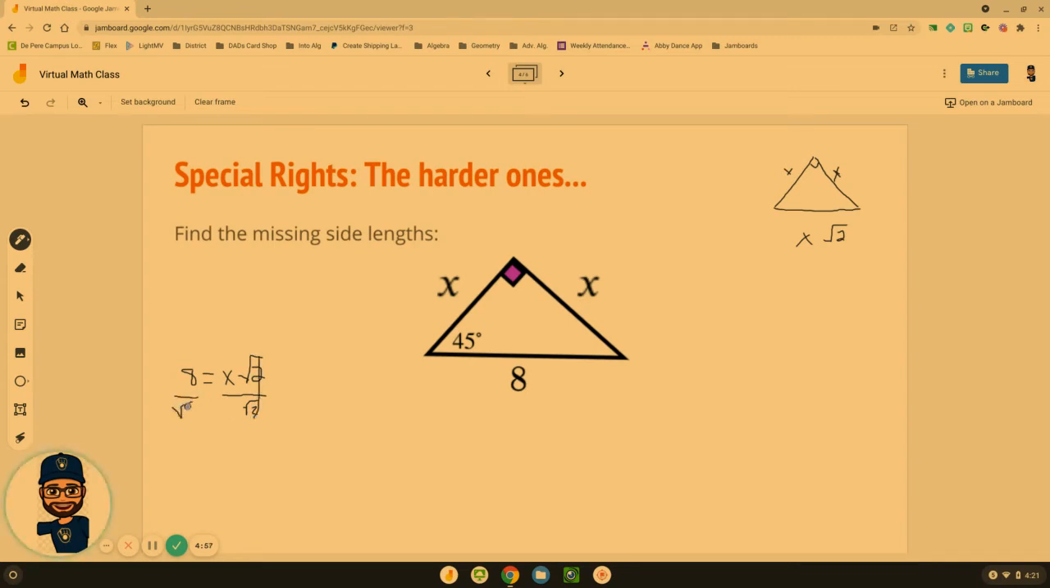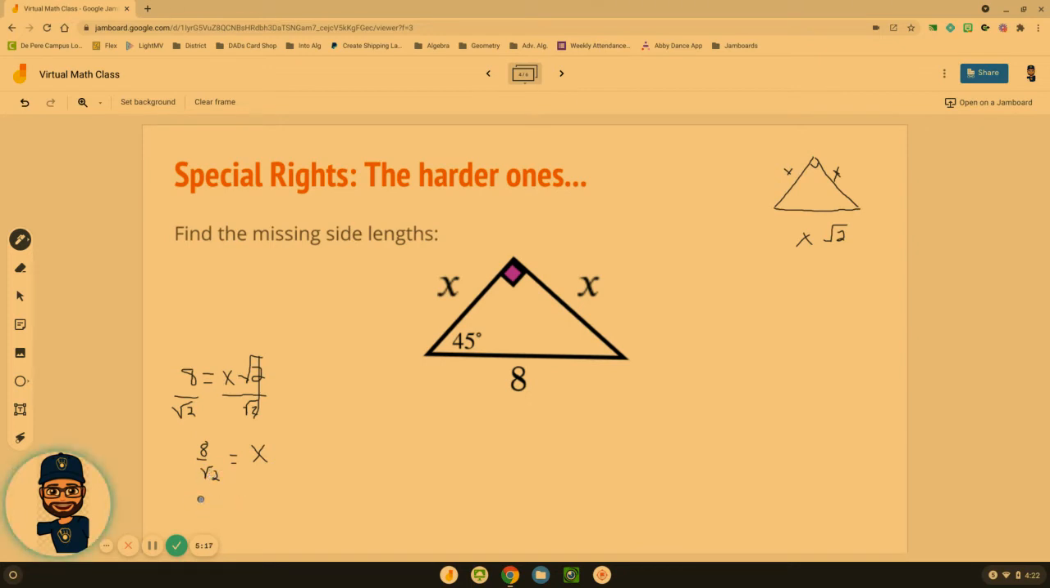And we've got 8 over the square root of 2 equals x. Now, we did talk about leaving square roots in the answer because it's the exact answer. However, we can't leave them in the denominator.